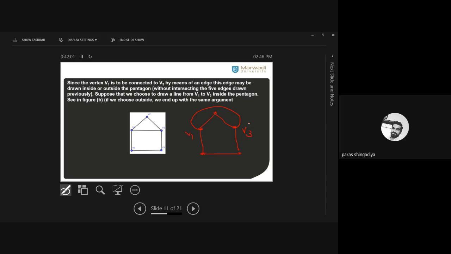Clear? That I connect V1 and V3 by inside. You can also use the second option, and you will get the same answer at last. Clear? That is step 2.